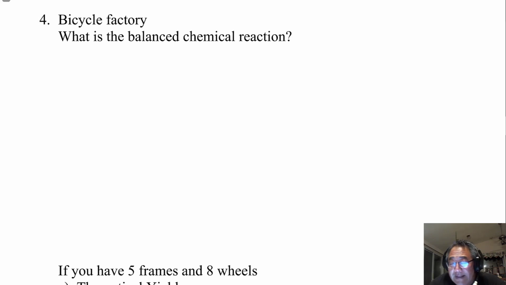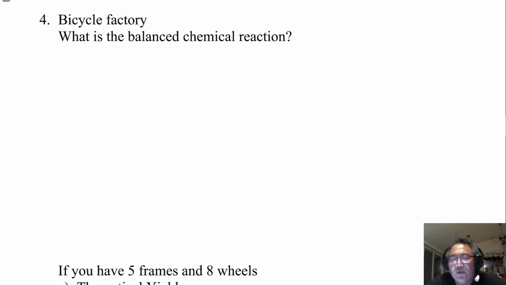Okay, so this seems like a weird aside, but here's what we're doing. We're setting up the rest of the chapter. We're going to set this up in concept. So let's pretend I have a bicycle factory, and I need to build bicycles.